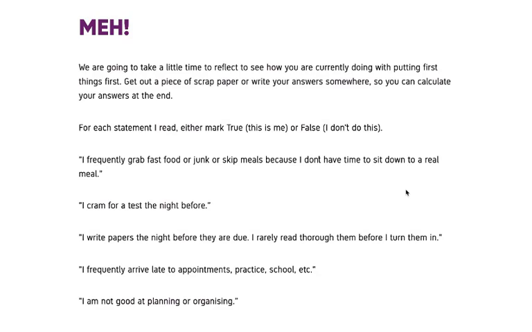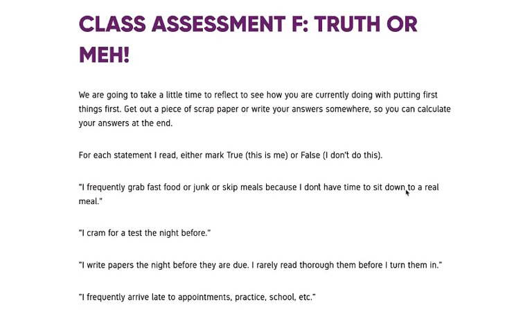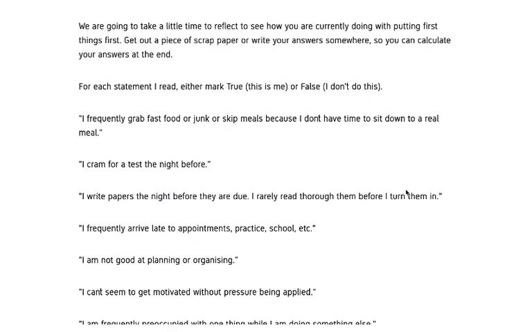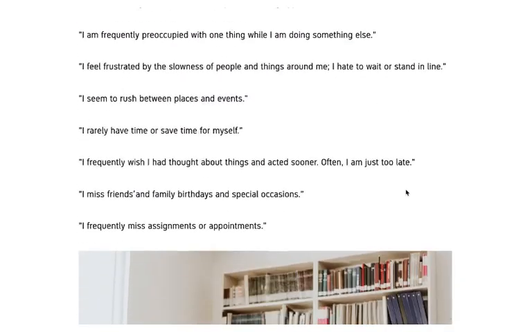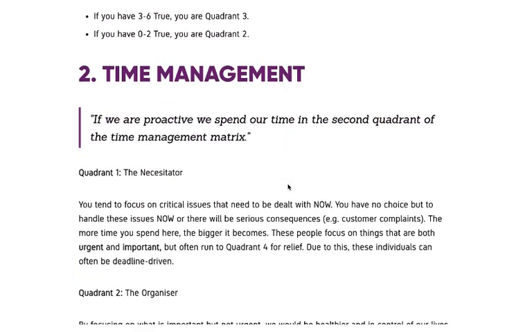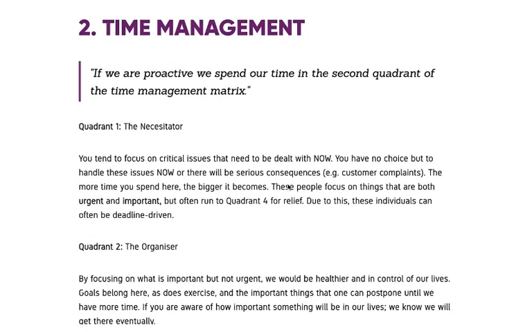Next in class, I went through this truth or stare, which is a true or false sort of agreement task where I read statements out to the class and then they either say true or false, and then they calculate their score and then they fit into a specific quadrant as a result. So this is the main crux of putting first things first, right? This is what you actually do.